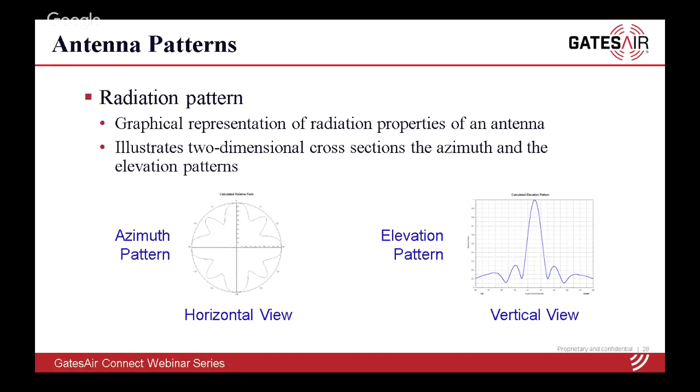This is where I really wanted to get to, to talk about patterns. We have two different styles of patterns that most antenna companies will provide you. Those patterns are a graphical representation of the radiation properties of an antenna. It illustrates two dimensions or cross sections, an azimuth and elevation pattern. I want you to think of an azimuth pattern sort of like a wafer. We're only looking at a very thin slice of the antenna radiation pattern. In this case, we're looking at the highest point, and that would be the peak of the beam if you're looking at the elevation pattern.